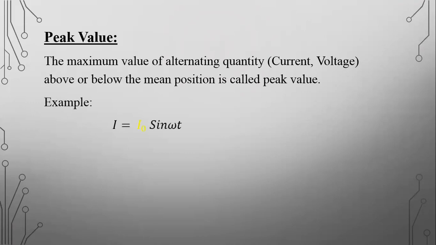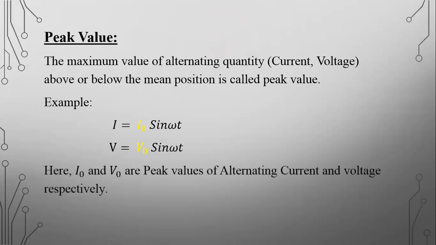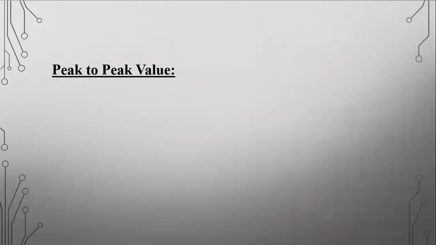So in these examples, I is equal to I naught sin omega t, V is equal to V naught sin omega t. So in both equations, I naught and V naught, they are actually peak values of alternating current and voltage respectively. इन दोनों equations में I naught और V naught ये दोनों ही peak values होंगी alternating current की और alternating voltage के लिए.